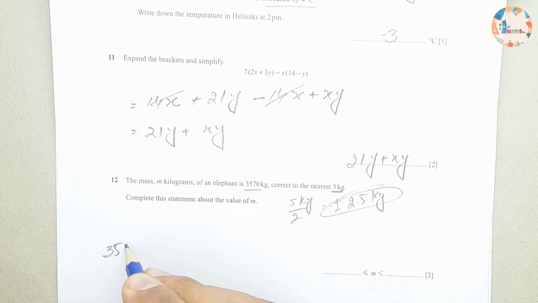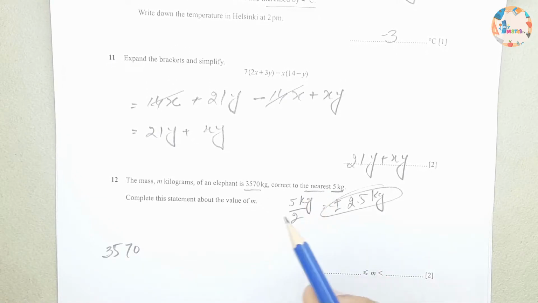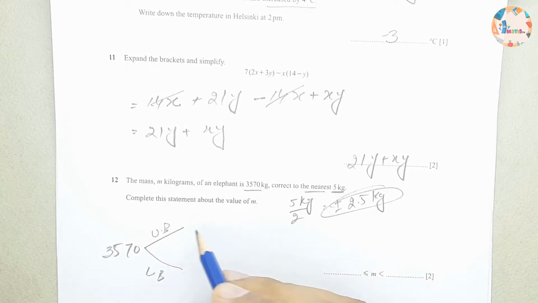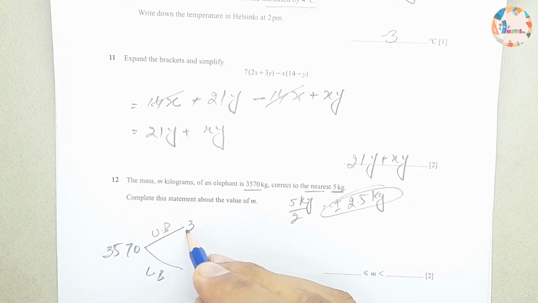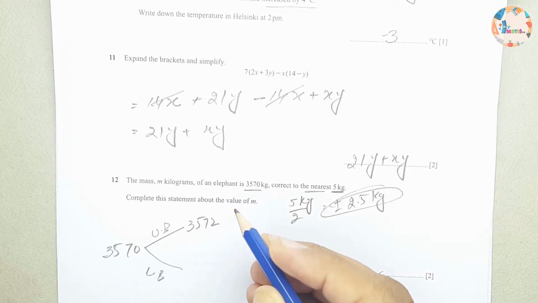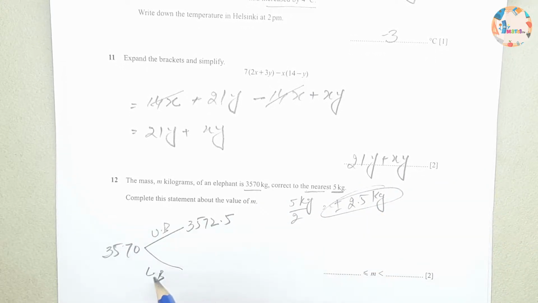So 3570 is the rounded number, the nearest number. So we will write the upper bound and also the lower bound. The upper bound will be adding 2.5, so 3572.5. We have added this number to this one, and we can subtract for the lower bound. That will be 3567.5. This will be the number.